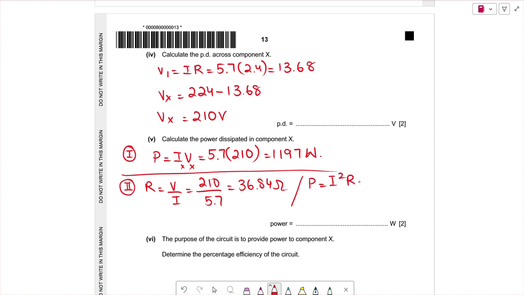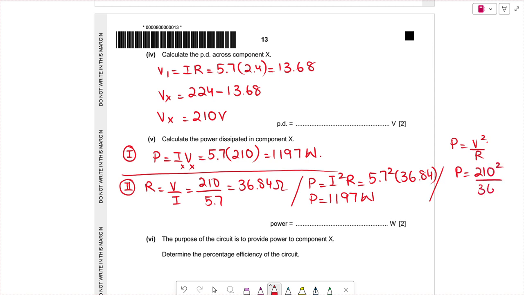Now you can use the other formula, which is P is equal to either I square R, or you can use P is equal to V square over R. 5.7 square into 36.84, and we get 1197 watt. Or the other third formula is P is equal to V square over R. So the voltage across X is 210 square divided by 36.84. So you get the power and you round it off to two significant figures, so we get 1200 watt. So this is the power dissipated.